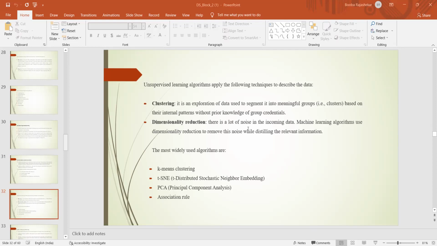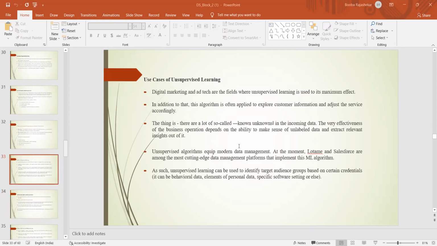Dimensionality reduction means there is a lot of noise in the incoming data. The machine learning algorithm uses dimensionality reduction to remove the noise while distilling the relevant information. So the most widely used unsupervised learning algorithms are K-means clustering, t-SNE, the t-distributed stochastic neighbor embedding, PCA, principal component analysis, and association rule. So these are four algorithms used for unsupervised learning methods.